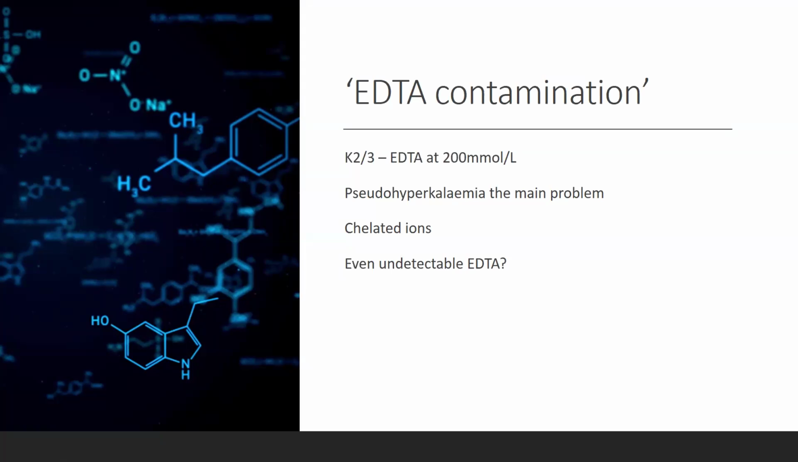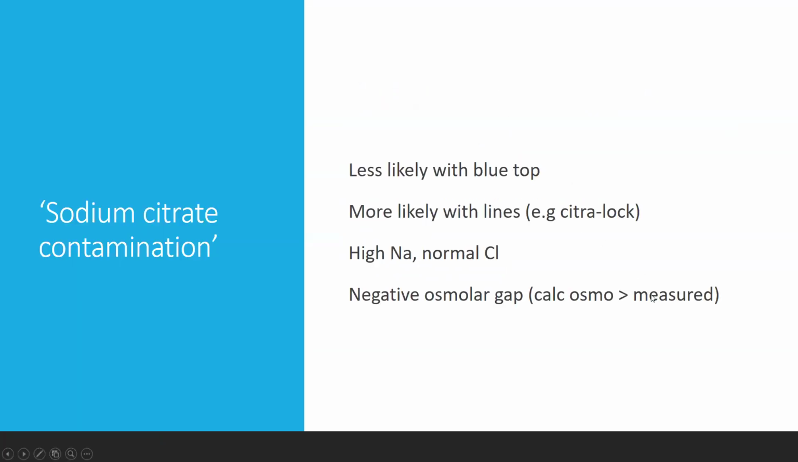Now, it can also sometimes be picked up by looking at other ions that might be chelated by EDTA. So you can see low calcium, low magnesium, low ALP activity. The low ALP activity comes from the fact that zinc, Zn2+, is required for its activity. And some studies have actually shown that you can see hyperkalemia if you use an incorrect order of draw, even if the EDTA is completely undetectable in the serum sample.